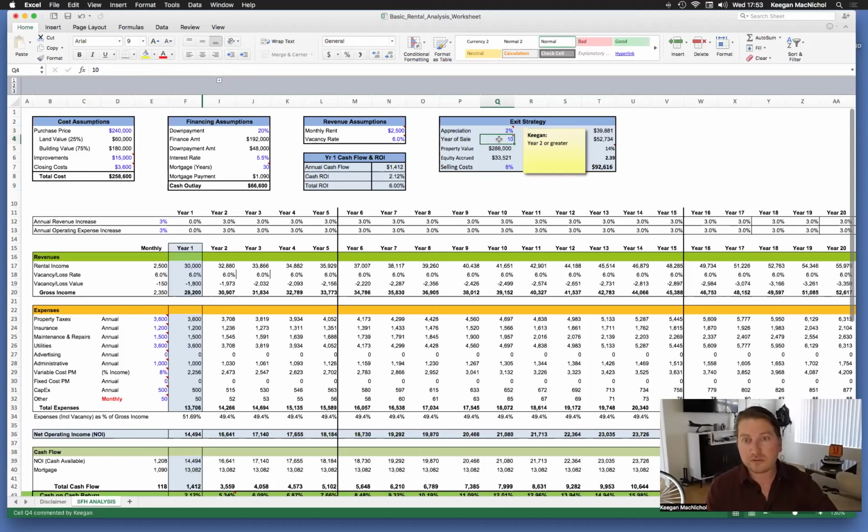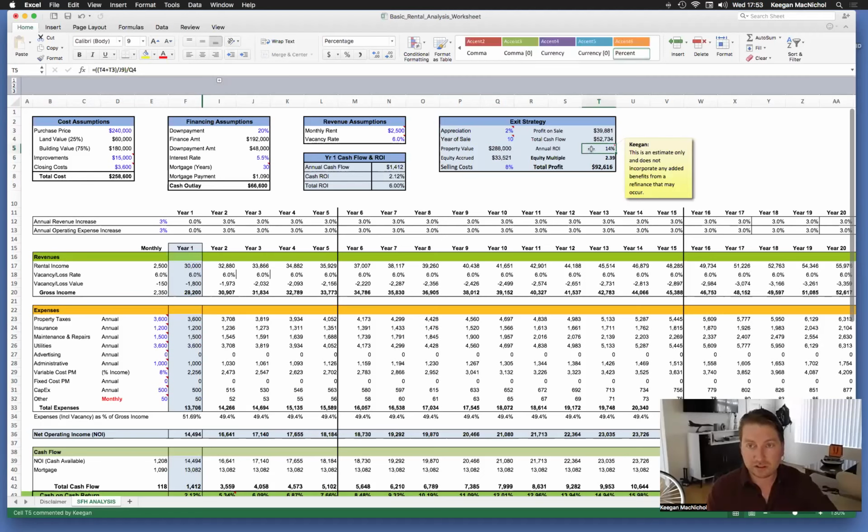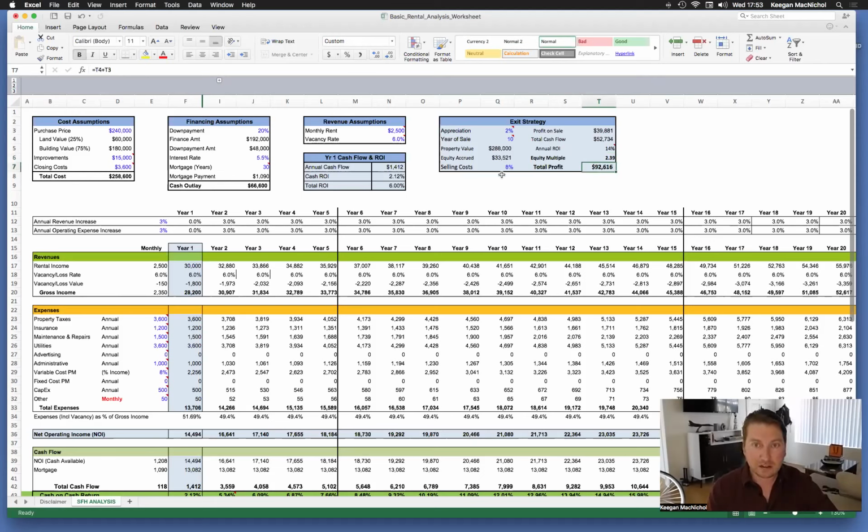I'm saying if I hold for 10 years, what is this property going to perform at, right? And this is saying, okay, your annualized return is going to be 14%. You're at an equity multiple of 2.3 for a total profit of $92,000. Okay. Now I also put in there selling costs, so maybe you can do a little bit better than that, but again, pretty conservative, right?